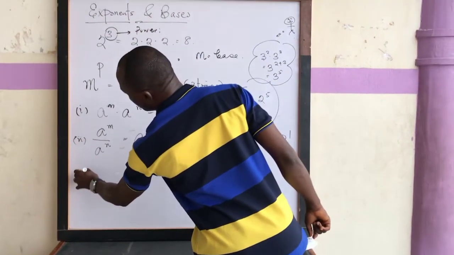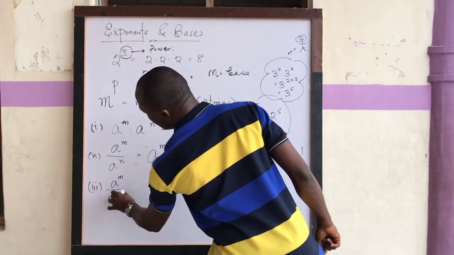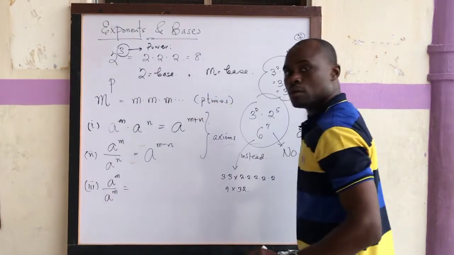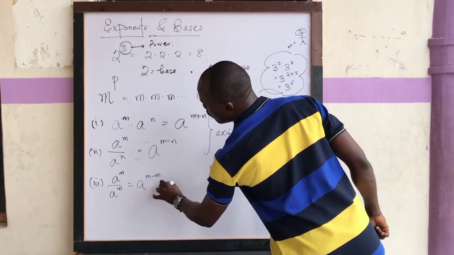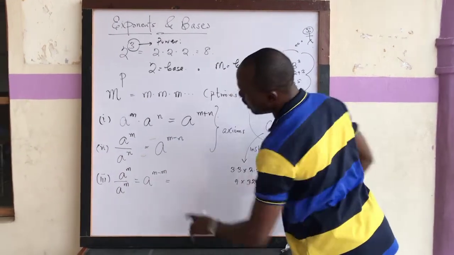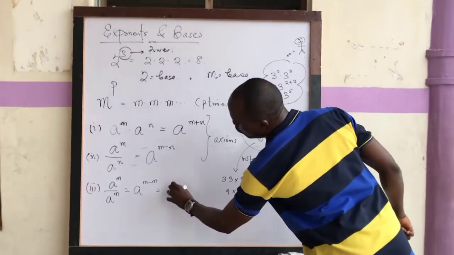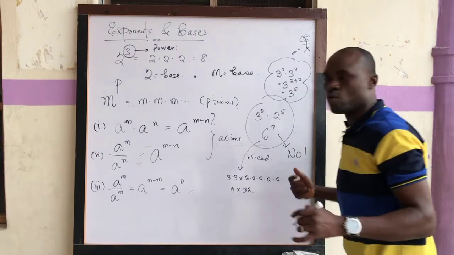What if these bases are the same? What if we have a raised to the power of n and a raised to the power of m? That is going to give us a raised to the power of m minus n. So by this rule, having this same base, we can subtract the powers, and we have m minus n, and that is going to give us a raised to the power of 0. And what will that be? Anybody will wonder.